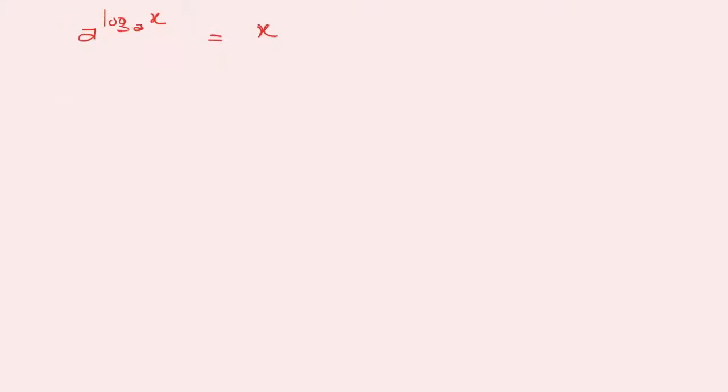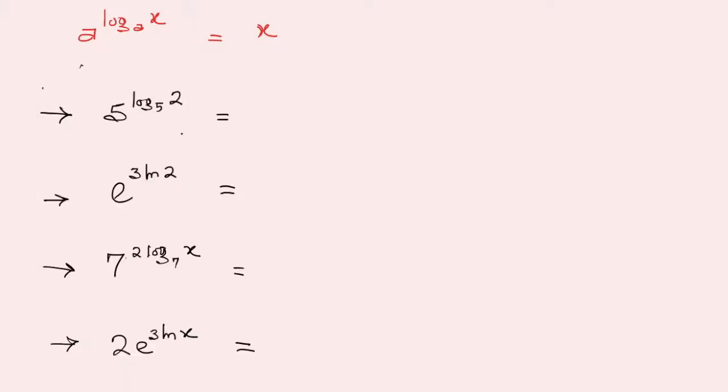So to understand that, let's do some examples. And here we have 5 raised to the power of log to the base 5 of 2. The base here and the base here are the same, so these two can cancel out, and we can write our answer simply as 2.